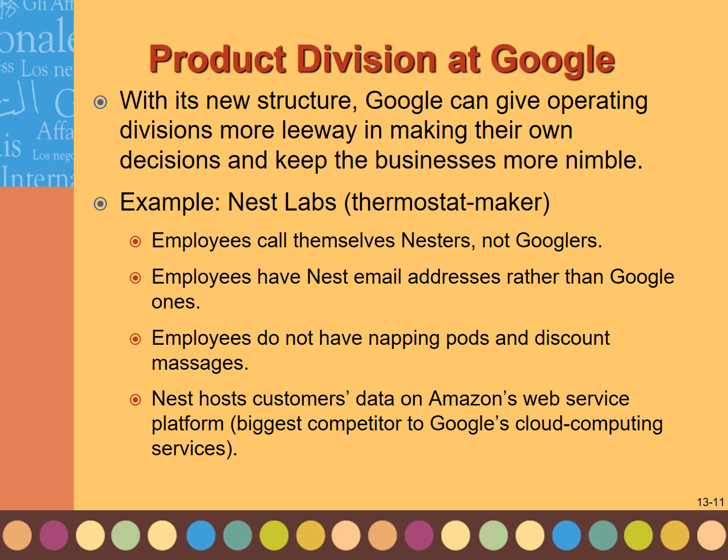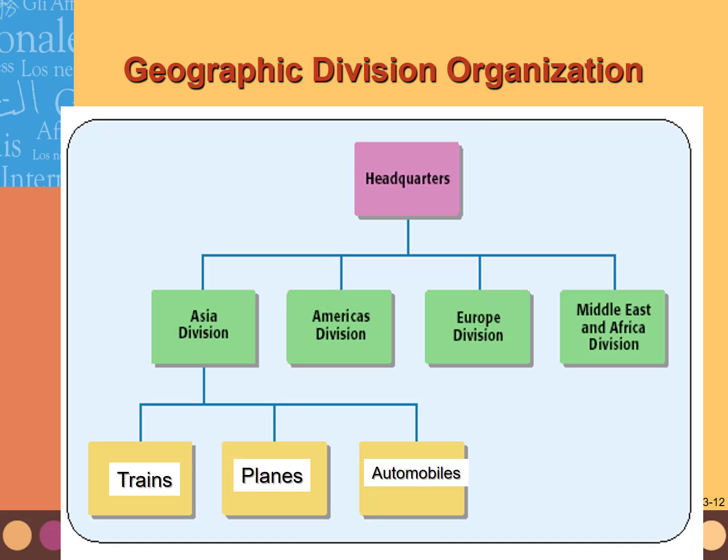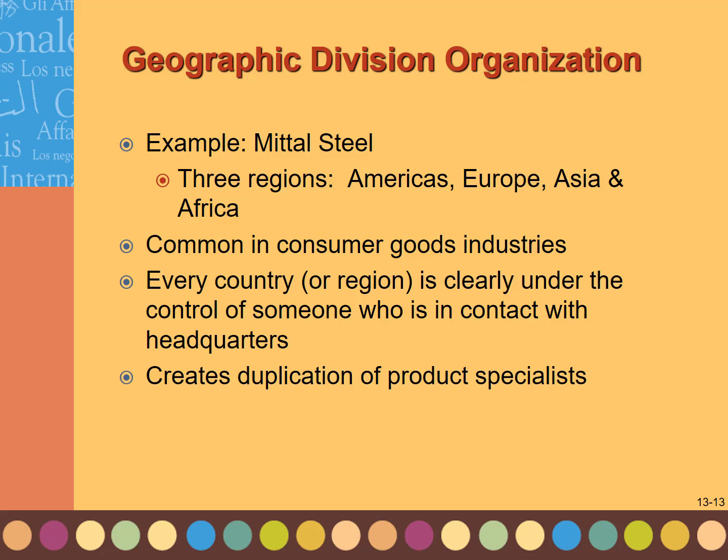We just talked about all of this, so we'll keep moving. Geographic division. This is when you want to divide purely by geography at the highest level. So you have your headquarters, then you have your Asia, your Americas, your Europe, your Middle East, and so forth. Under each geographic division, you could have, for example, a trains division under each of those. Now, this is a steel company. This would make sense for consumer goods. And there is some duplication, but hopefully information is being shared.